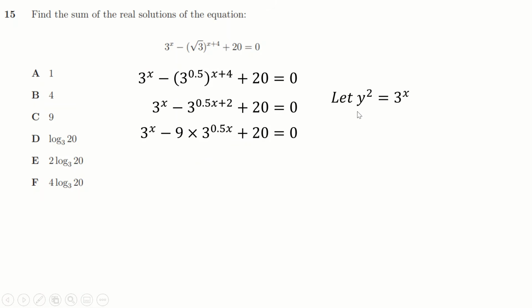Now I'm going to make a weird substitution. I'm going to let y squared be 3 to the x. So this is y squared. And now I'm going to raise both sides of this to the power of a half.